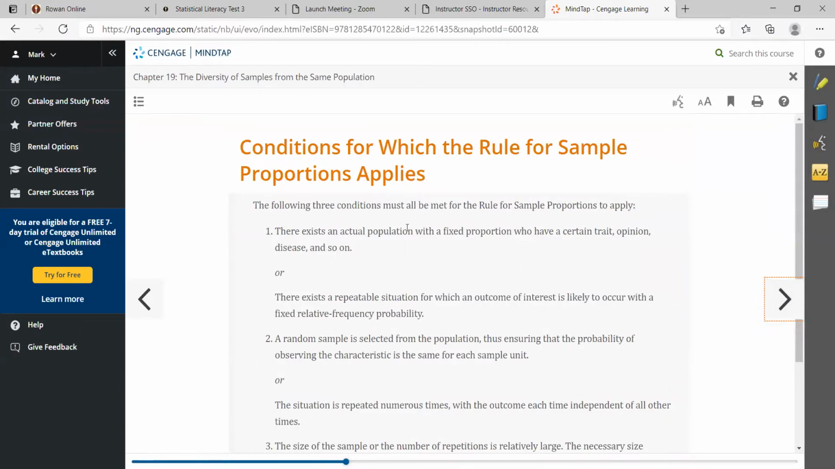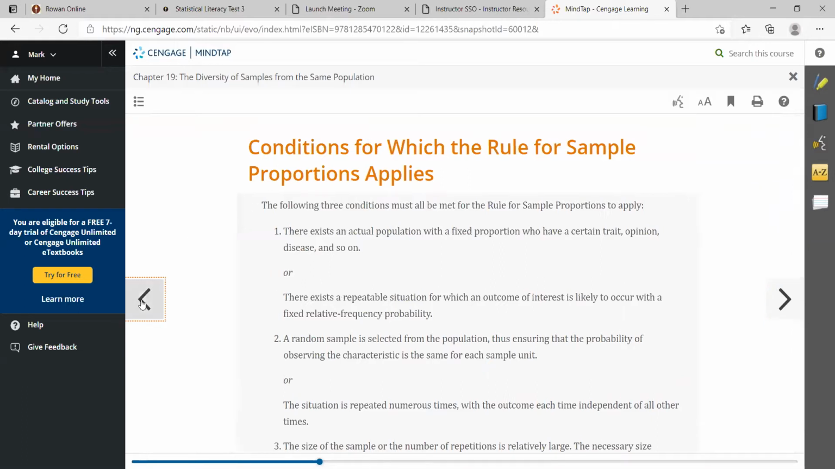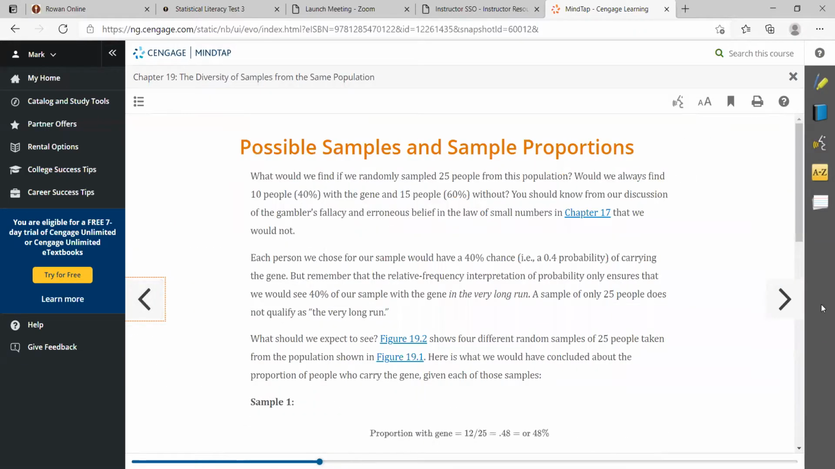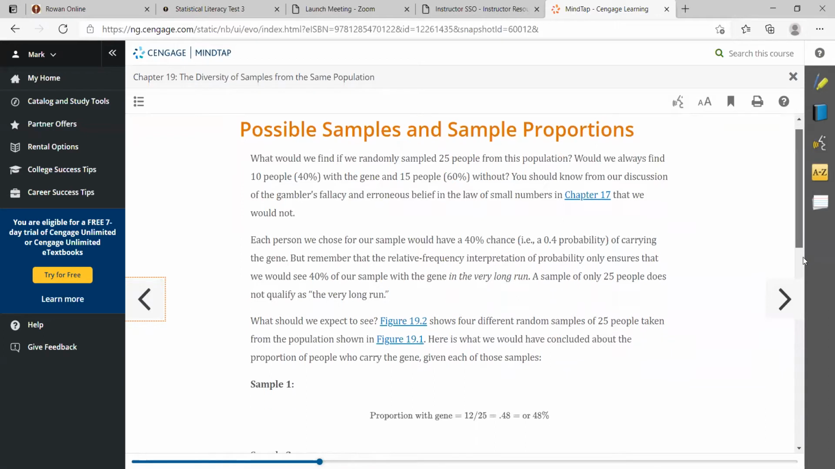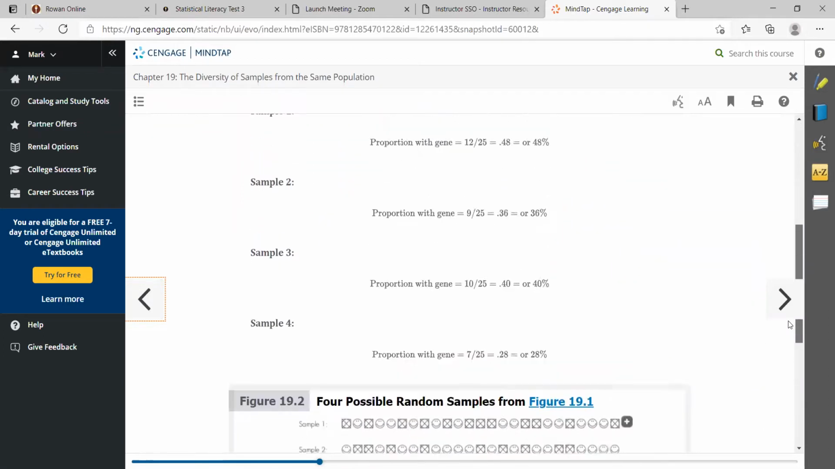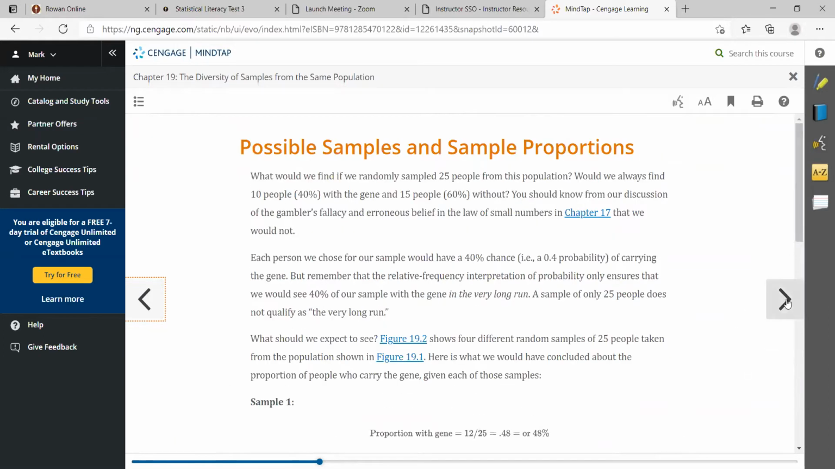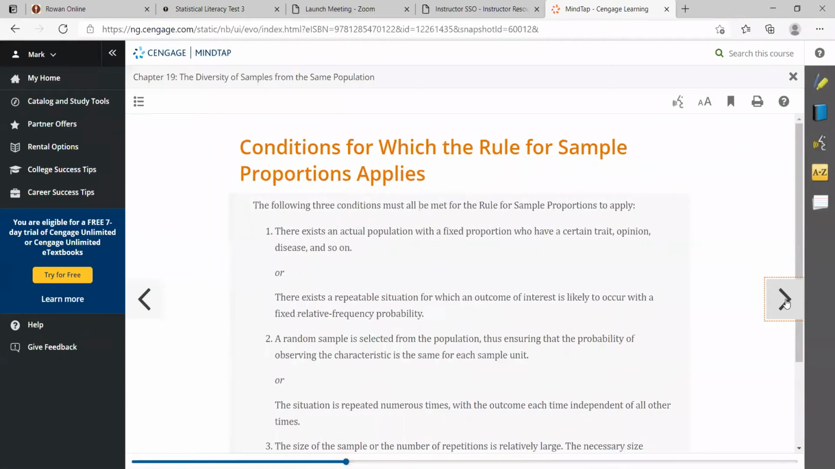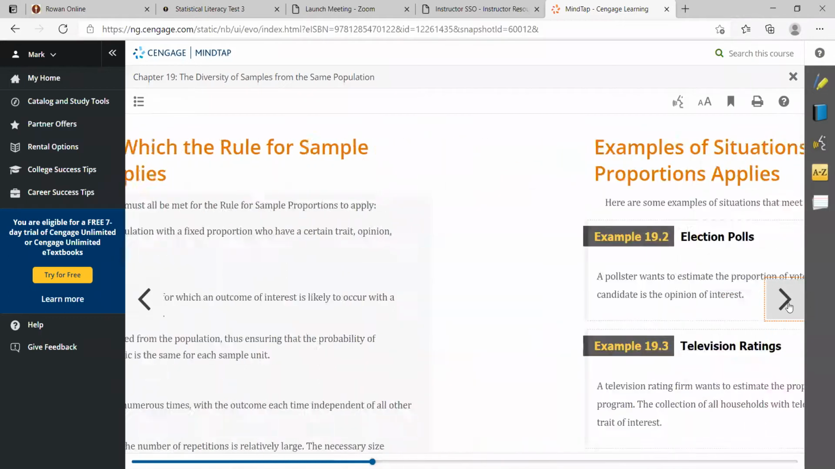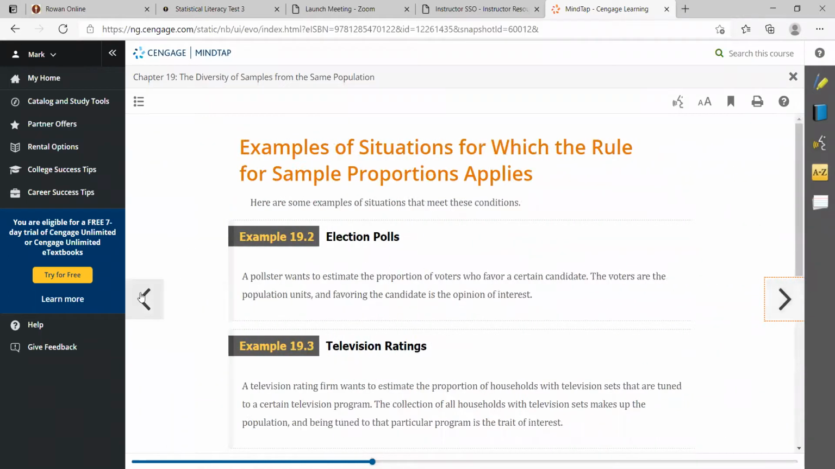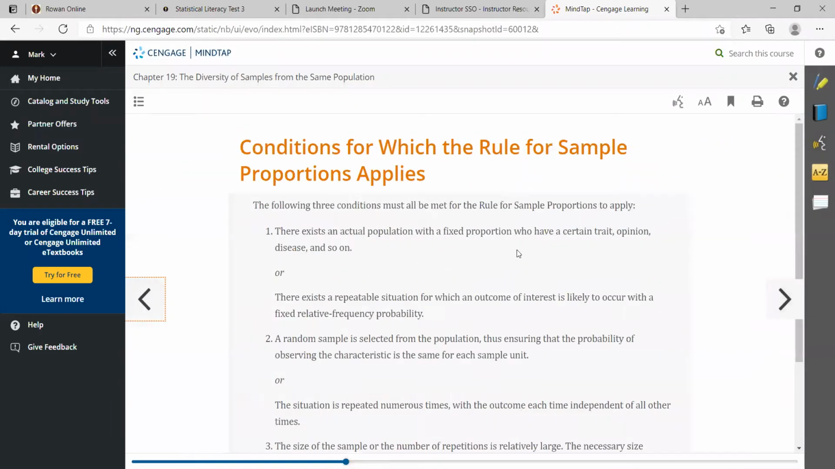Now, the rule for sample proportions. These rules that are in this chapter here, you need to know. Let's read through what the rules are and the conditions for them. Let me just check one thing here before I do. Yep, let's see. So the rule for sample proportions. The following 3 conditions must be met for the rule of sample proportions to apply. All right, so we have to figure out what this rule is first.